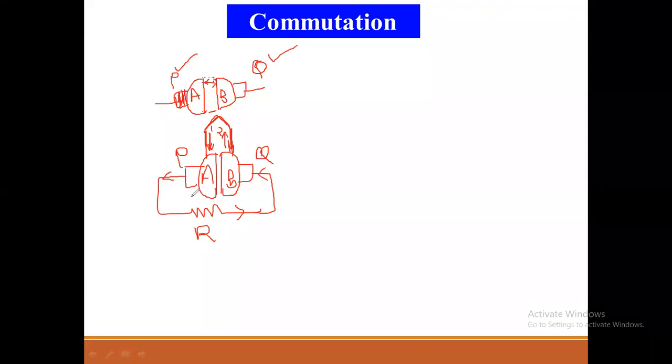Yes, sir. Okay, see, here we are considering two conductors which are connected to commutator segments. They form one turn, and the current flowing from conductor 1 is towards the positive brush. The current flowing from conductor 2 is in the upward direction, that means away from the negative brush. This P is the positive brush, and this Q is the negative brush.